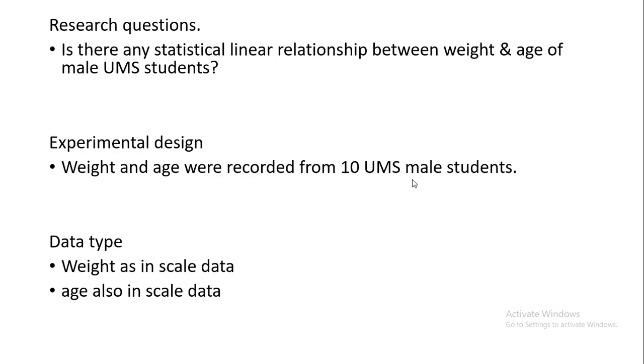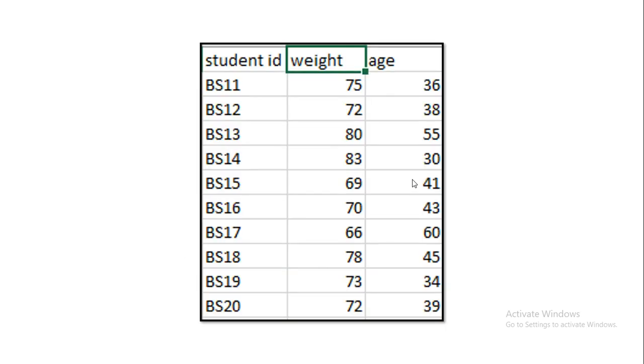So to correct his research question, I came up with a new one. My research question is, is there any statistical linear relationship between weight and age of male UMS students? The experimental design is the weight and age were recorded from 10 UMS male students, and the data type, which are the weight and age, are both scale data. So first of all, I tabulate all the data obtained into a table of 3 columns, which are student ID, weight, and age.